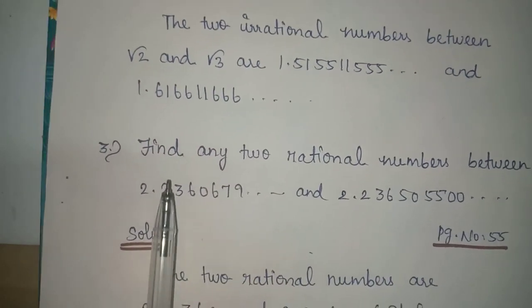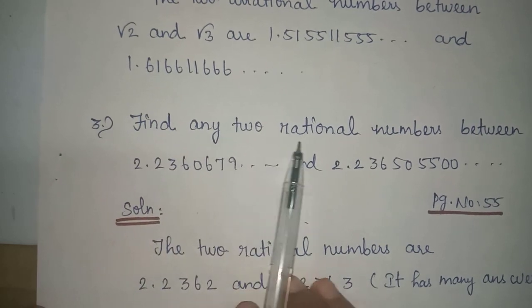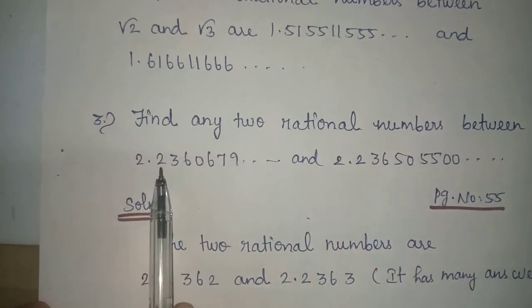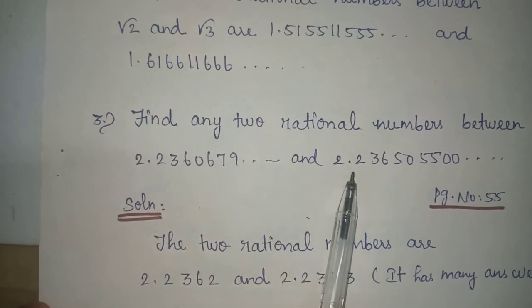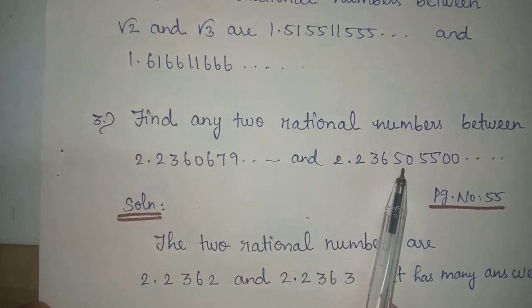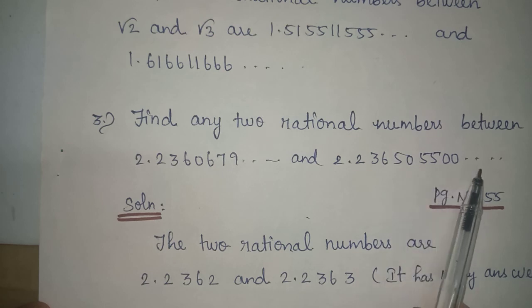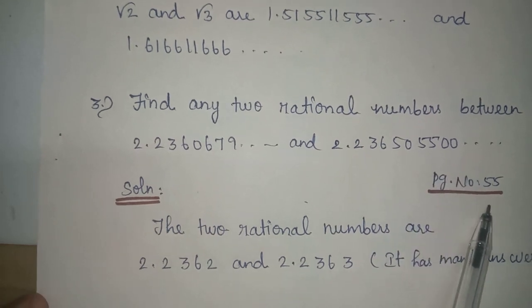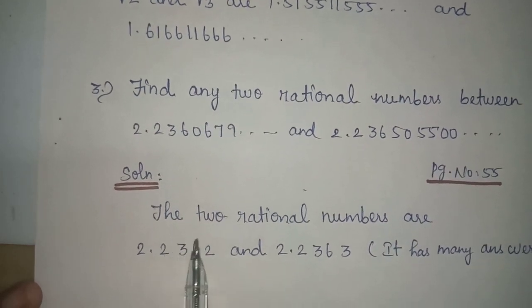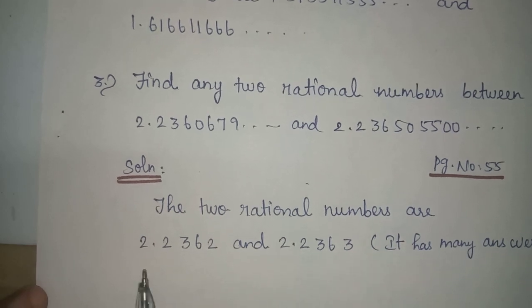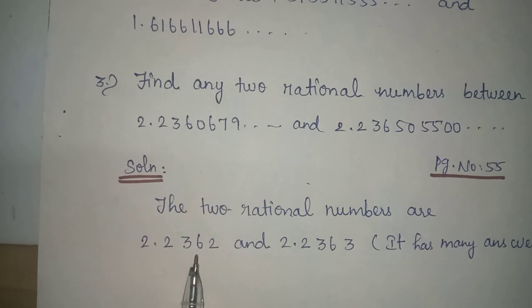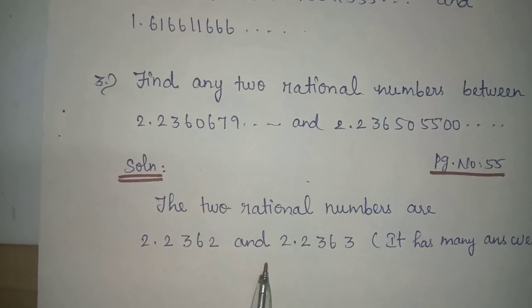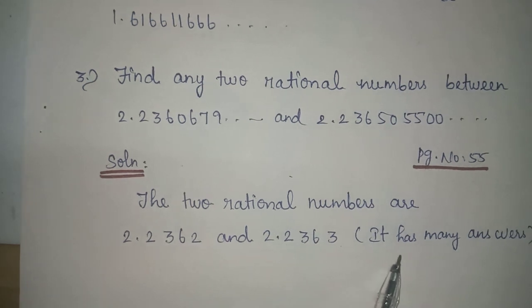Question number 3. Find any two rational numbers between 2.2360679 etc. and 2.236505500 etc. The problem belongs to page number 55. Solution: the two rational numbers are 2.2360, then you can write 2.2362 and 2.2363. It has many answers.